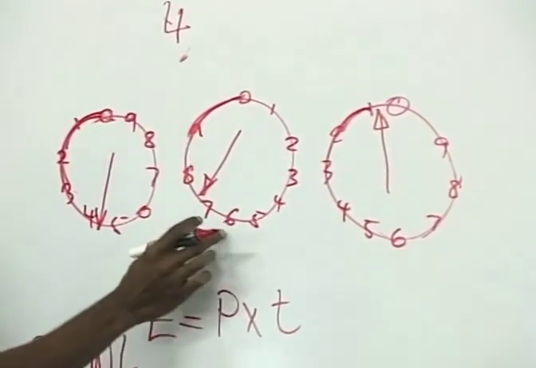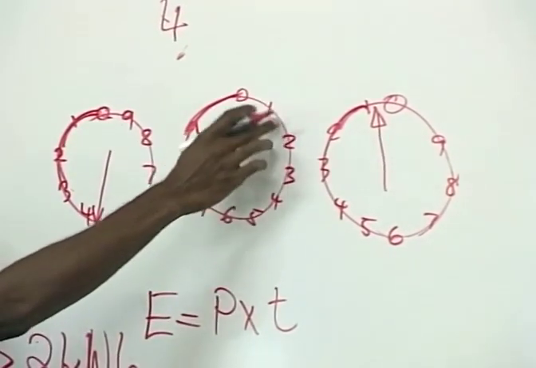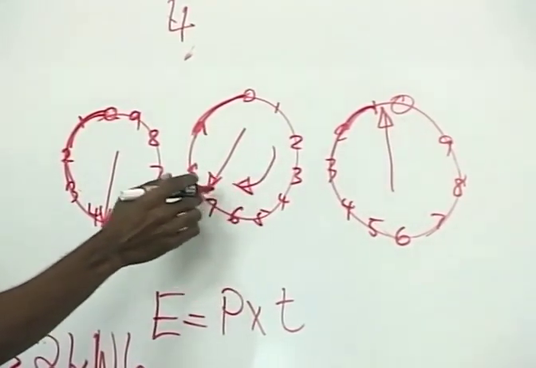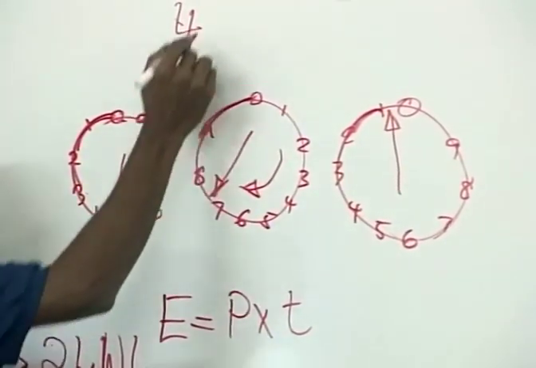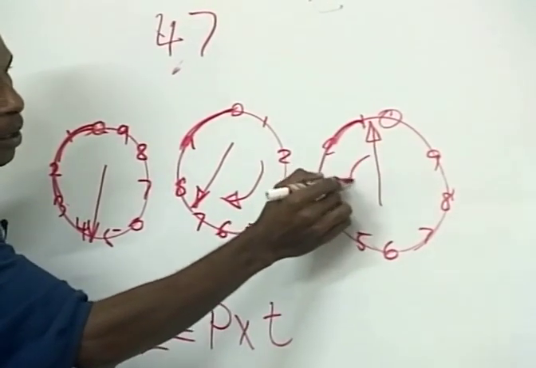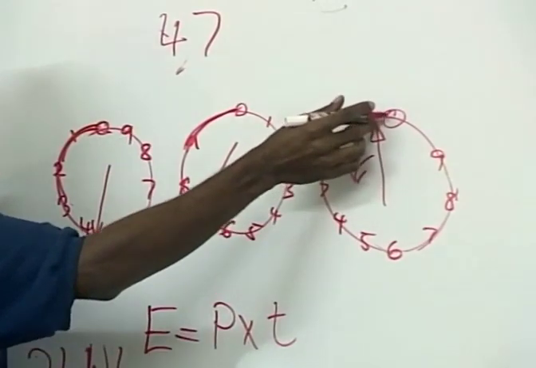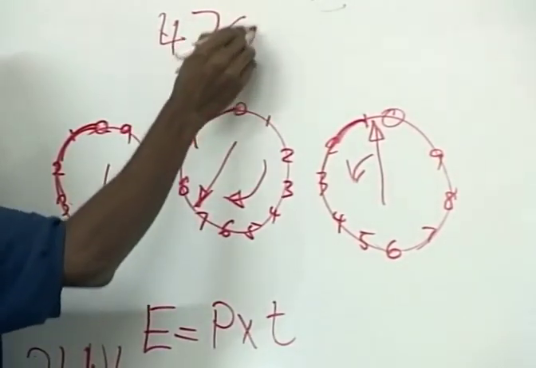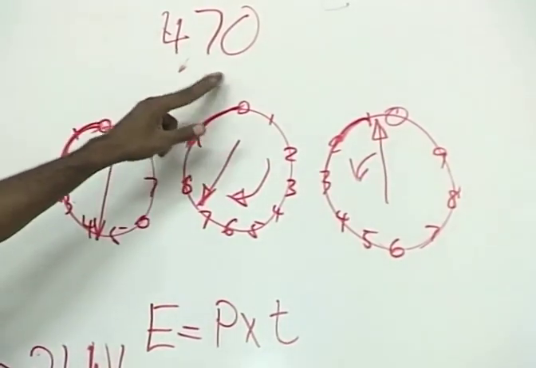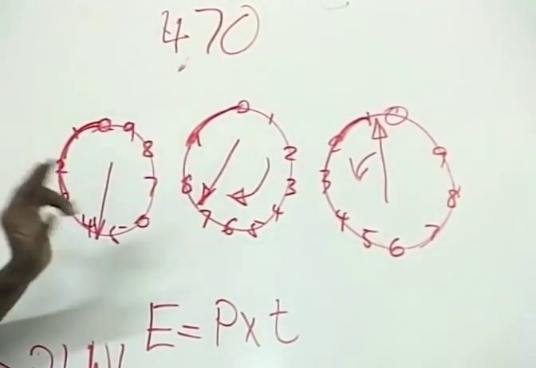And then the next will be in the opposite direction. It is moving that way. It is 7. And then the next is now moving in that direction. So you have 0. It is not at 1. So you have 470. That is the first reading.